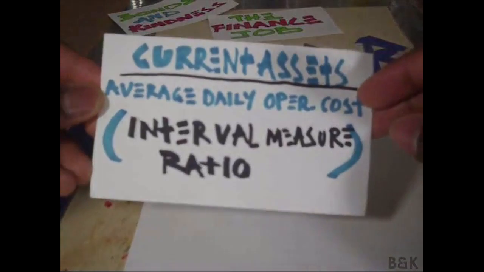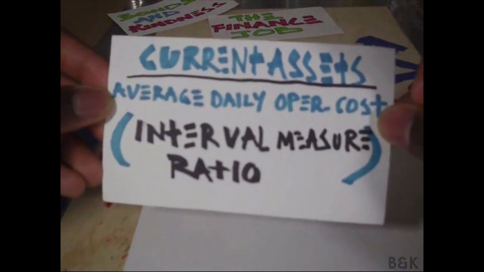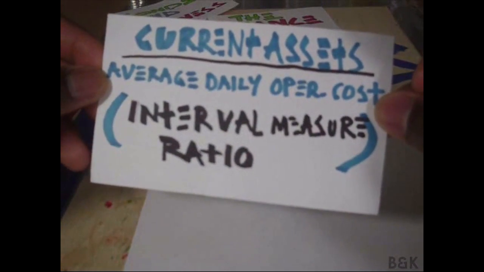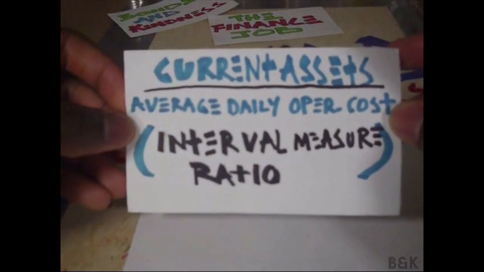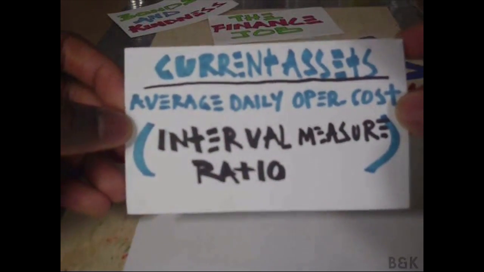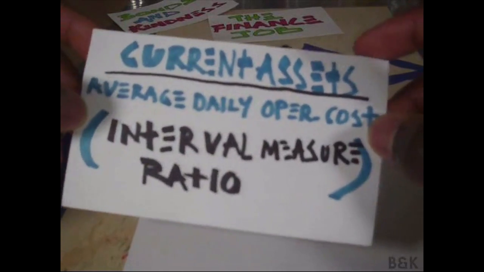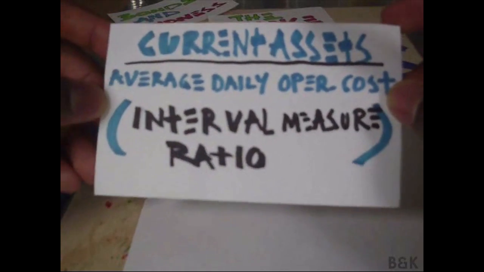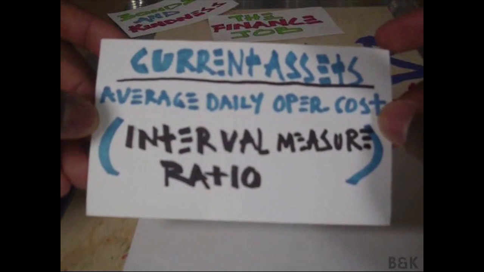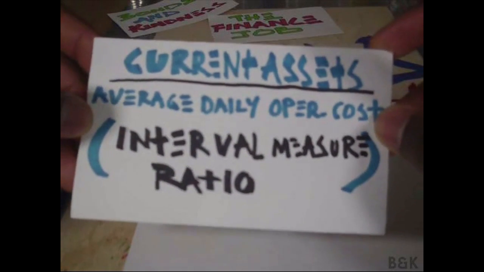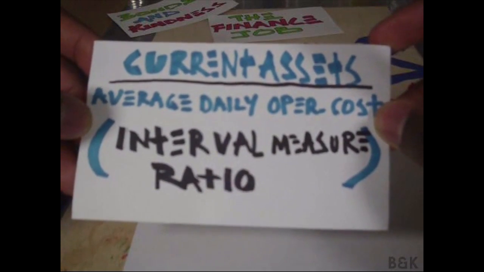Now for one of those ratios that you do not hear of very often. It's called the interval measure ratio. And don't worry, I'm going to help you actually rationalize what's going on with this ratio so you actually think, whoa, this is fun. Let's talk about this. All right, so what is the formula for the interval measure ratio? If you just want to memorize it, it's current assets over average daily operating costs.